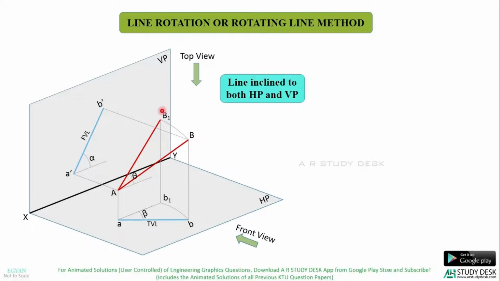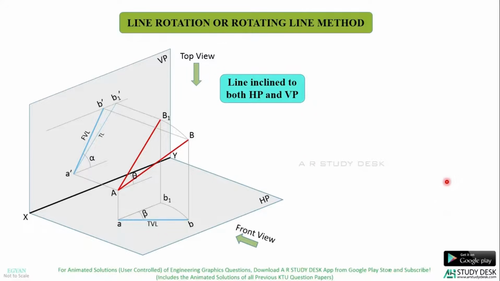Now if I project AB1 to VP, what will I get? I will get the true length projected on VP. Look at here. Is it clear? So this is point B1 dash, so that I'll get the true length on VP.